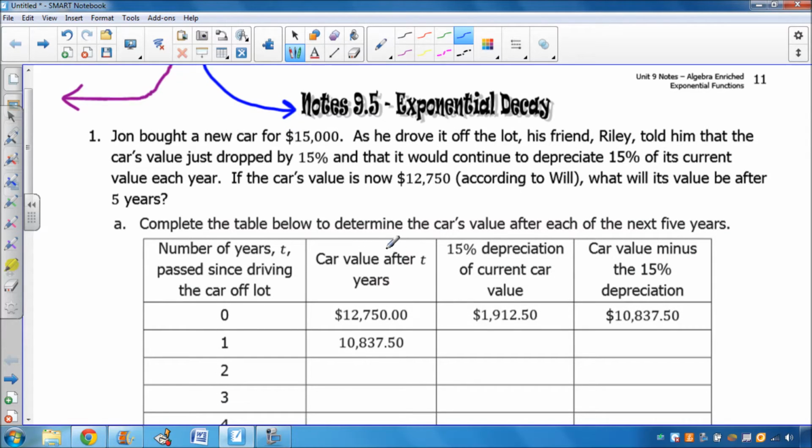Question number 1. John bought a car for $15,000. As he drove it off the lot, his friend Riley told him that the car's value just dropped by 15% and that it would continue to depreciate, and this word depreciate means to decrease, 15% of its current value each year. If the car's value is now $12,750, according to, this should say Riley, what will be its value after 5 years?